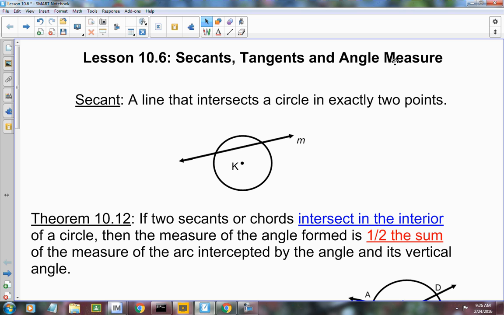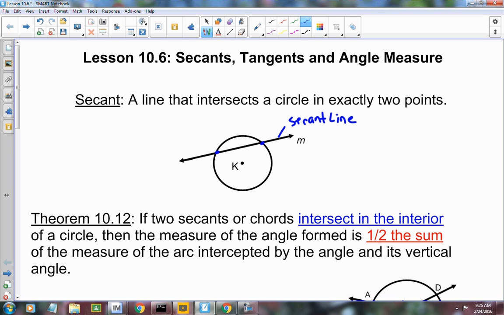A secant line is one that intersects the circle in exactly 2 points. So it actually goes all the way through the circle and intersects the circle itself in 2 different points. Okay, so this line N is a secant line.